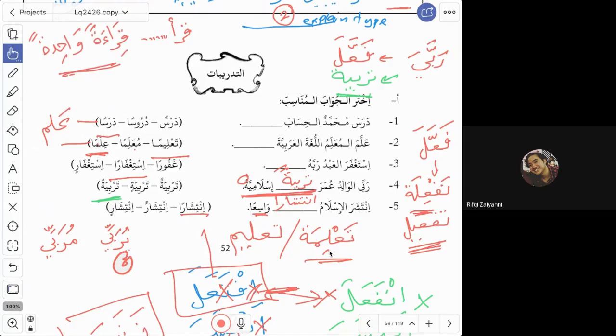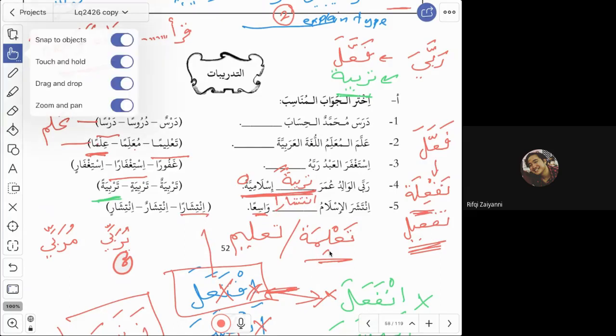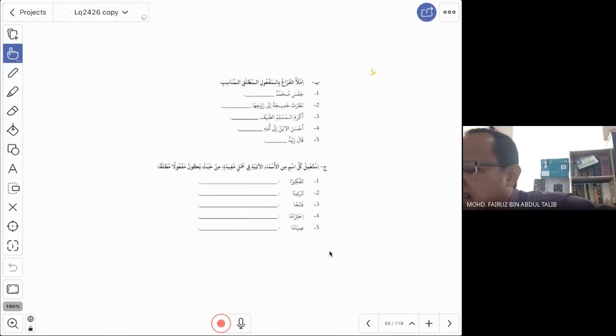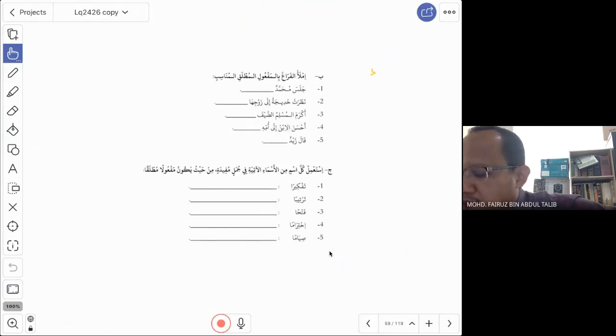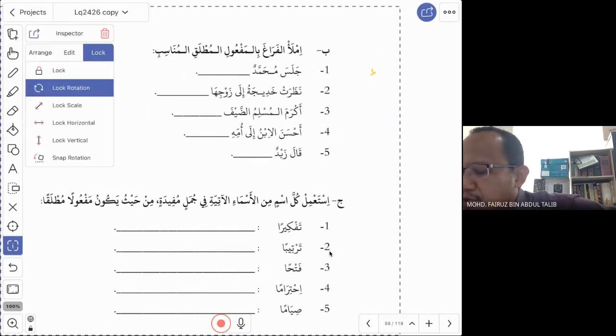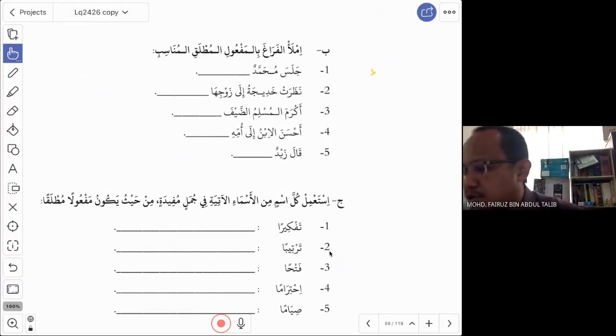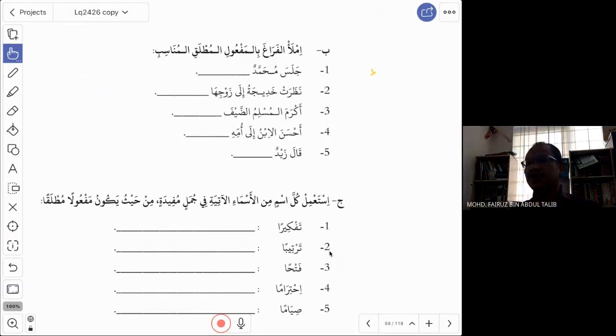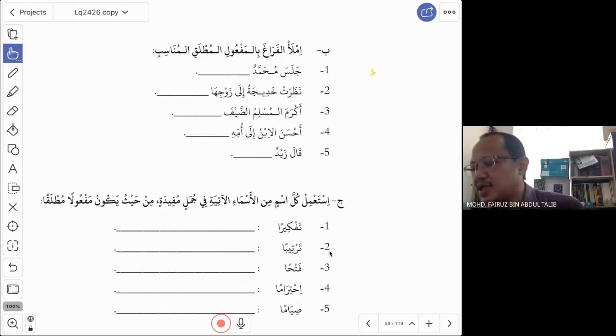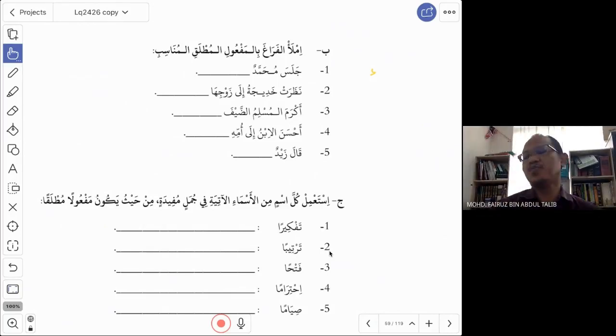No questions. Very good, all right. So we try the second one. At-tadribul ba. So now you find the masdar or maf'ul mutlaq on your own. Imla'il faraq bil maf'ulil mutlaq bil munasib. So what is the suitable maf'ul mutlaq? Okay, try to find the maf'ul mutlaq and then give me the answer.